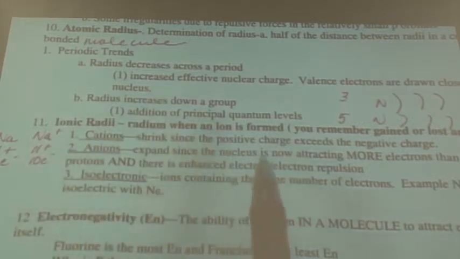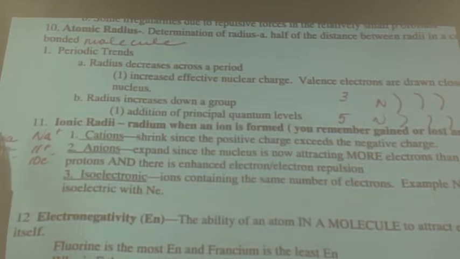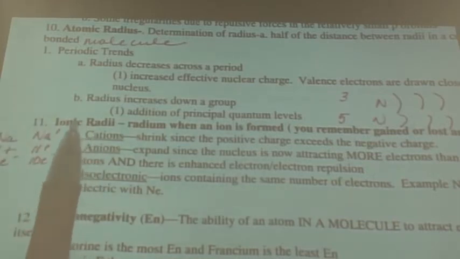So they get smaller. You know what? Here's a baby way to think about this. When you have a cation, it goes on a diet. It loses an electron and it gets smaller. When you go on a diet, you go down a size.